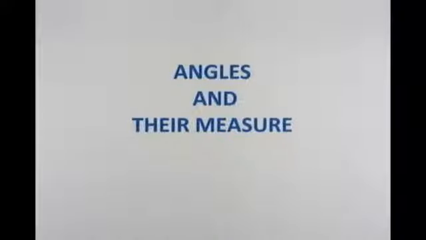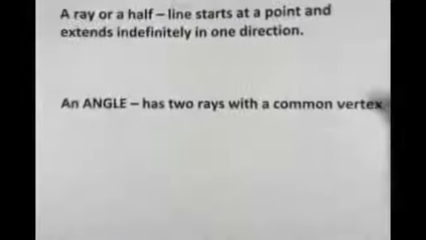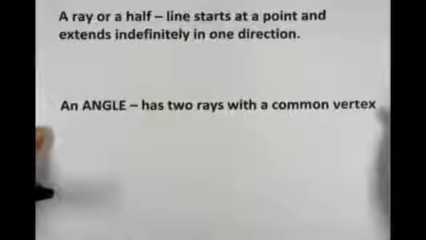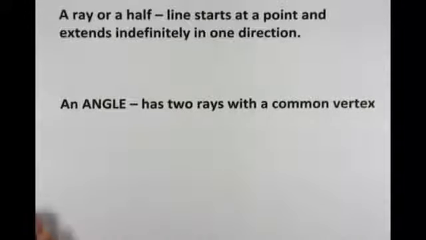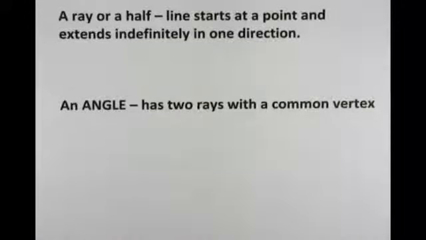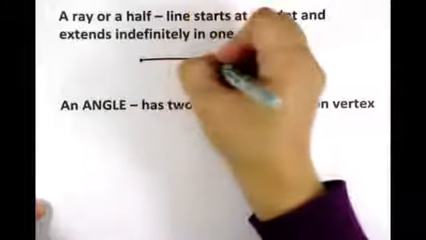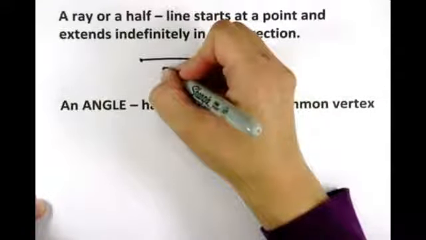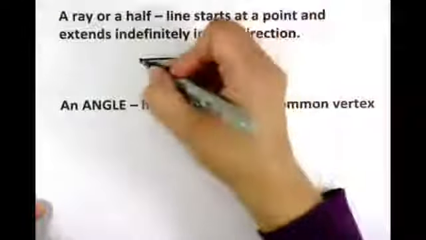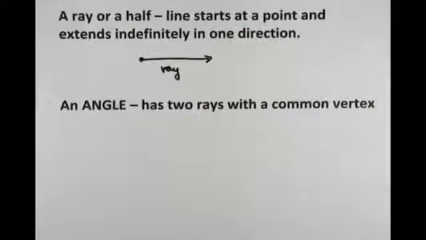Angles and their measure. A ray, or a half line, starts at a point and extends indefinitely in one direction. So a ray is a half line. This one is a ray. It starts at one point and extends indefinitely in one direction.